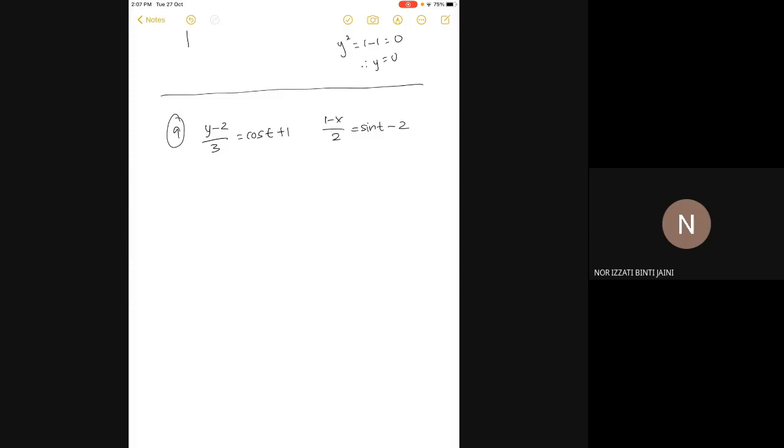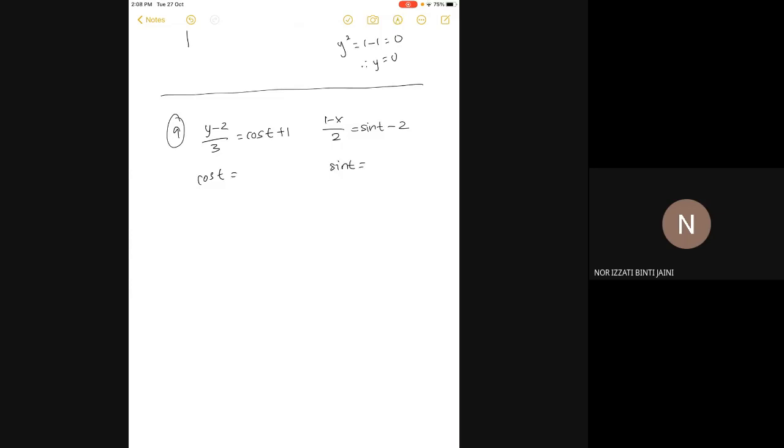Okay, so tips dia untuk cos dengan sin ni, kalau awak nampak the one is cos, the other one is sin, the tips is to let cos and sin to be on one side of your equation and the rest of the expression on the other side. Maksudnya tinggalkanlah cos sahaja kat sini, sin sahaja kat sini. Yang lain-lain tu semua bawa ke sebelah.